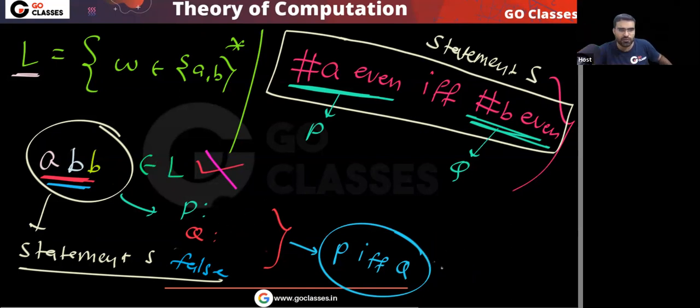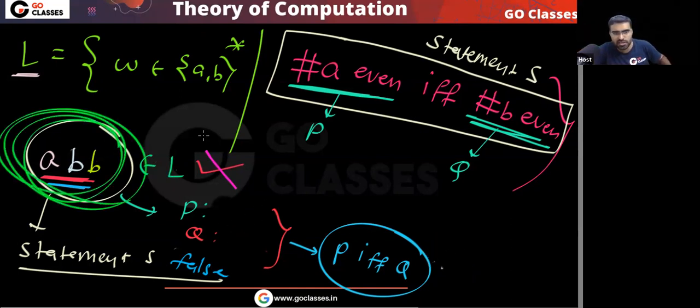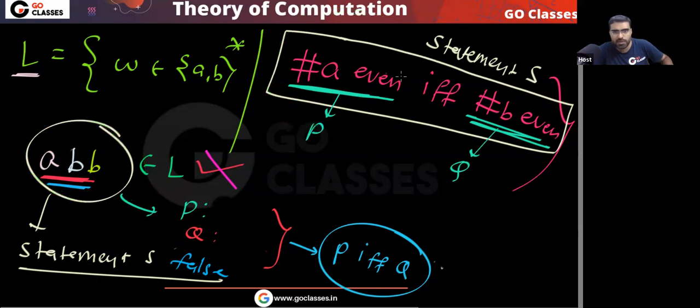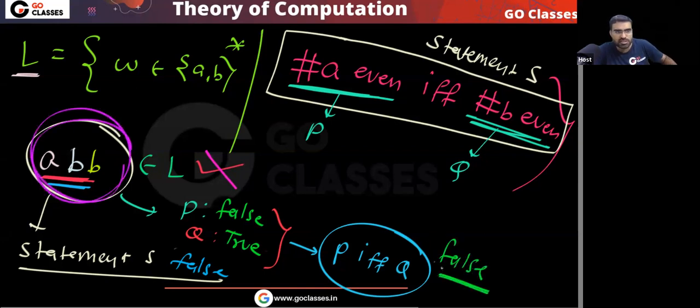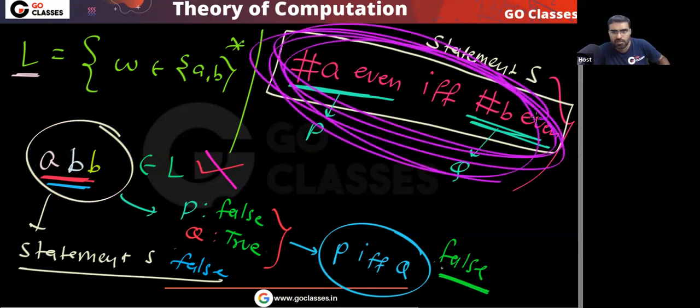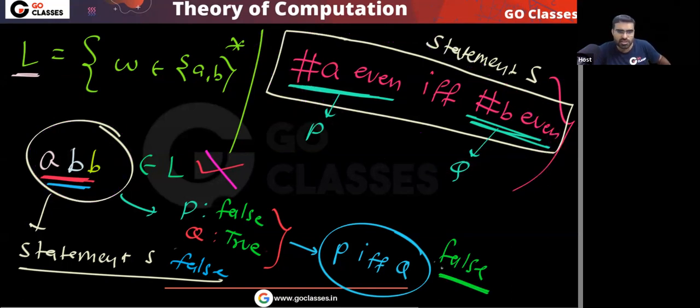Tell me, for this string, what is P? P is saying the number of A should be even, but in this string, the number of A is odd. So P is false. And what is Q? Q is saying the number of B should be even. In this string, the number of B is even, so Q is true. False if and only if true, that is false. Yes or no? So for this string, this condition is false, so this string does not belong to L.